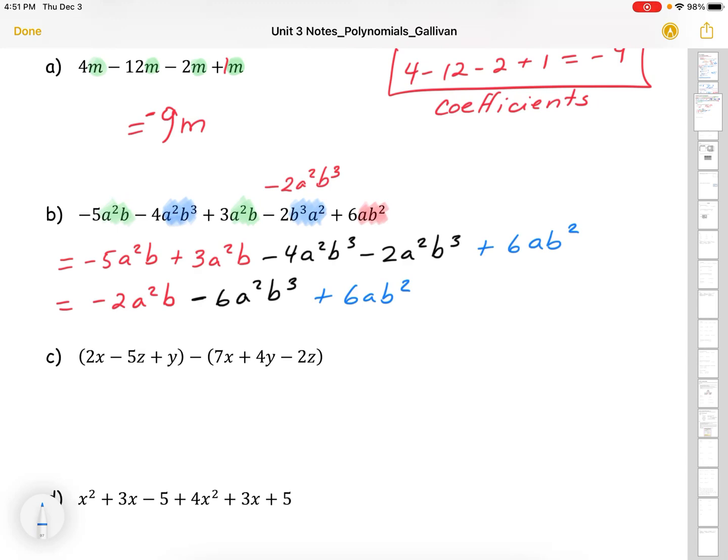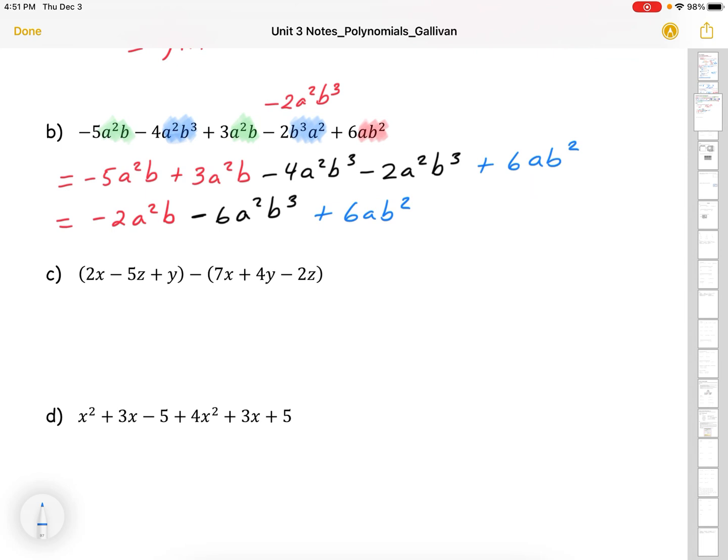Okay, alrighty. Now, we also need to remember the distributive property. The distributive property says that if we have a minus sign or a factor outside of brackets, we need to make sure that everything in the brackets is affected by that. This is like having a -1 there. So we have to times everything by that. So the first thing we're going to do is we're going to get rid of the brackets by doing that. So here we'll have 2x minus 5z plus y.